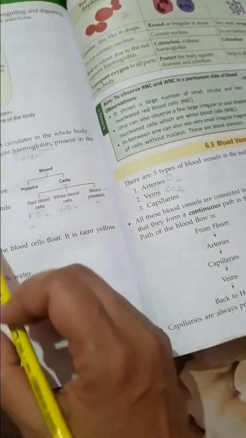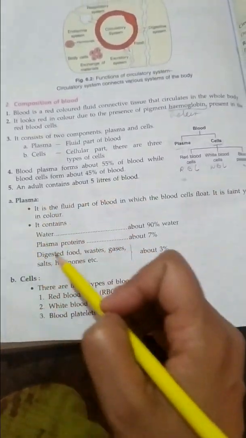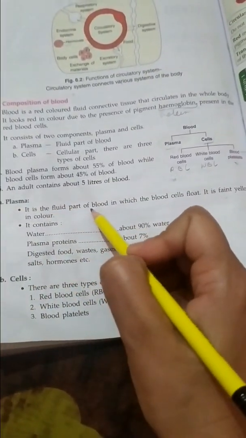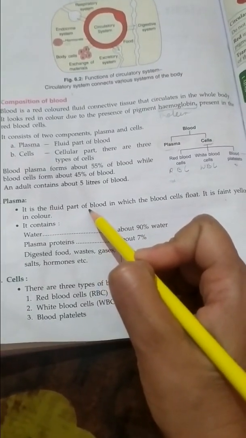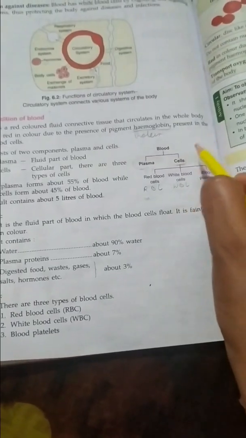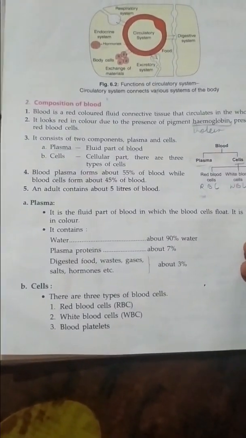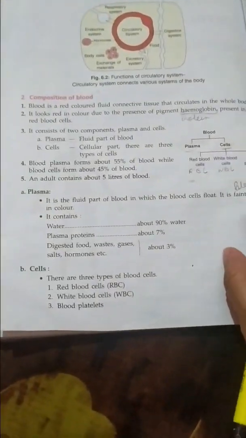So now come to the plasma part. First of all, we will discuss the plasma. Plasma is the fluid part that I have already told you. It is the part of the blood in which the cells usually float. It is a faint yellow. Faint means pale yellow or light yellow in color.